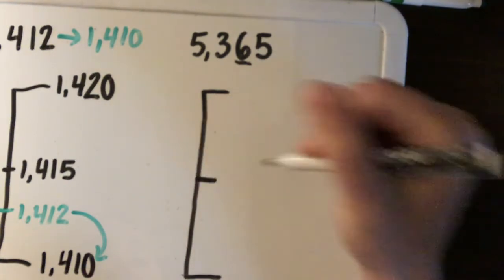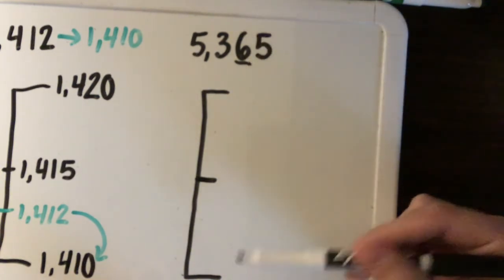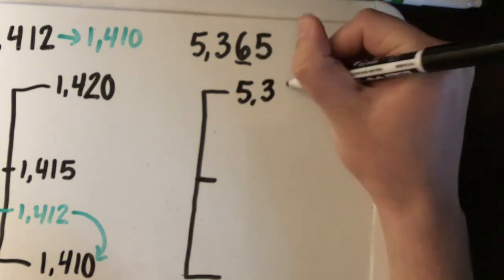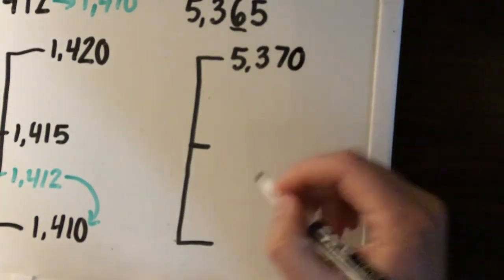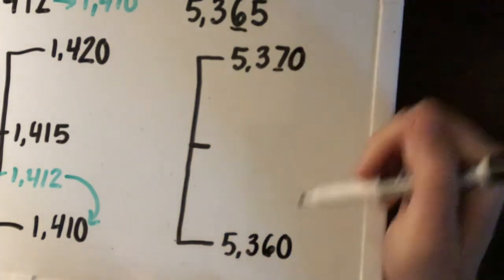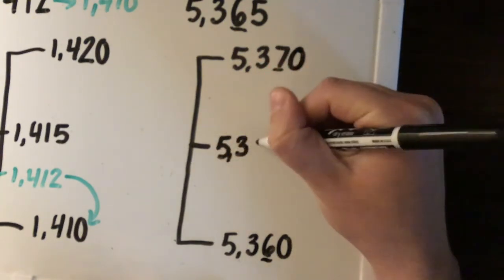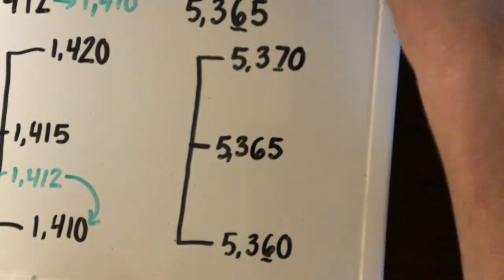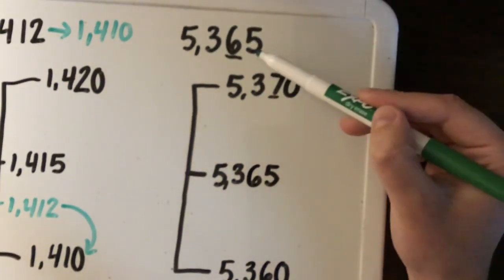Now, I'm going to make my top number. What is the 10 that comes after 65? And what is the 10 that comes before 65? Well, if I think about that, the 10 that comes after 65 would be 70. And the 10 that comes before 65 would be 60. I'm just thinking about that 70 and that 60. And then my midway point would be 5,365. Well, this is why it is tricky, because if I look at my midway point, I can see that it is the exact same number as the number up here.